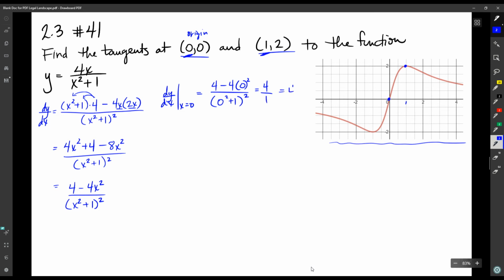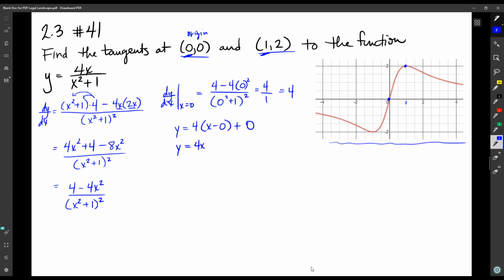So this slope is 4, and then the equation of the tangent line would be y equals 4 times x minus 0 plus 0. So I think I'm just going to call this line y equals 4x.